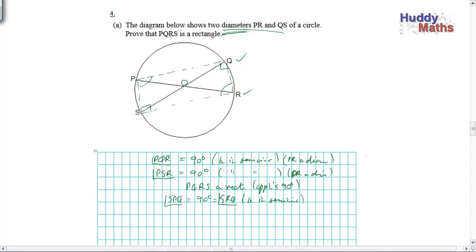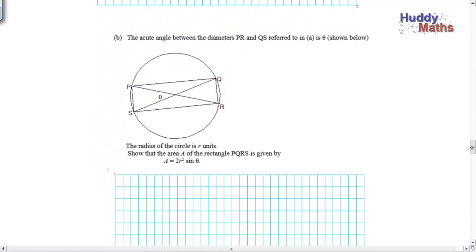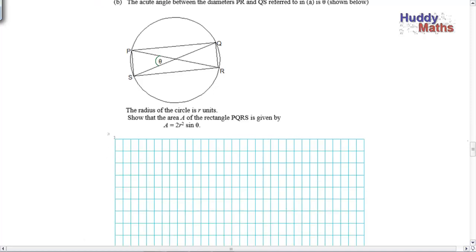I reckon we'll only give 2 marks there for showing those opposite angles are both 90. But it would be good to have this there as well. So see what you think about that. But let's have a look at part B. The acute angle between the diameters, here it is here, is theta. Right, so it's the same as what we had before. So we know it's a rectangle.